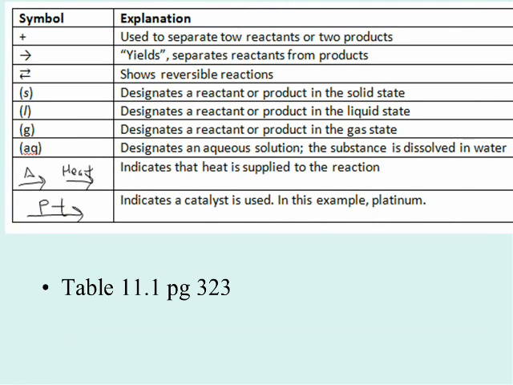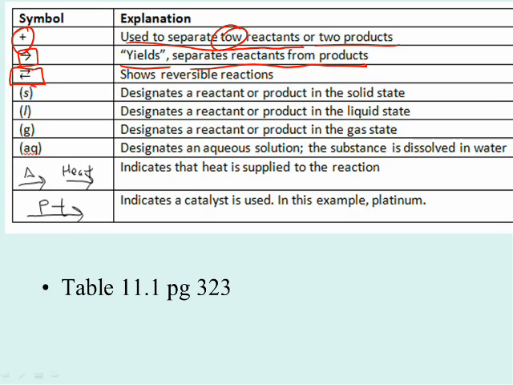This is in table 11.1, page 323. You don't have to write this down. Plus is used to separate two reactants, or two products. This arrow sign, people know that means yields. That's what it forms, or what the reactants go to. So it separates reactants from the products. Now this double-sided arrow shows a reversible reaction. That means these reactants can become the products, and the products can go back to the reactants. So it can go either way.